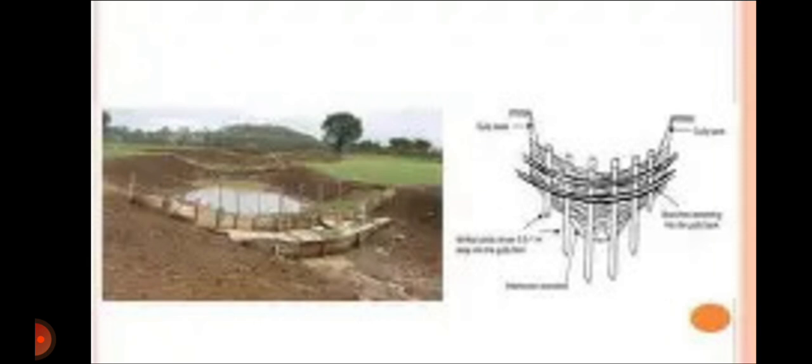So this is the diagram of the gully control structures. It is constructed across the dam to prevent the flowing of water and control the soil erosion, and it may also help to stabilize the gullies. So this is the main diagram. I think the diagram is a little blurred in this picture, so make use of Google to search for a picture of this gully control structure.